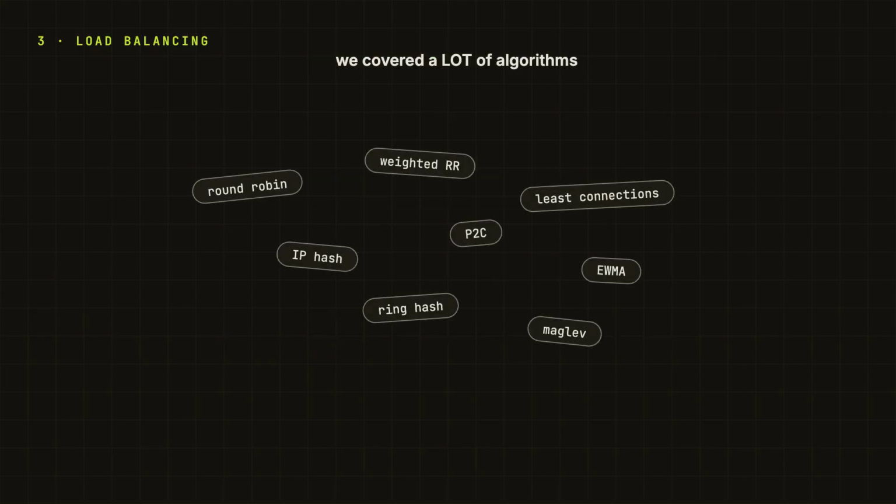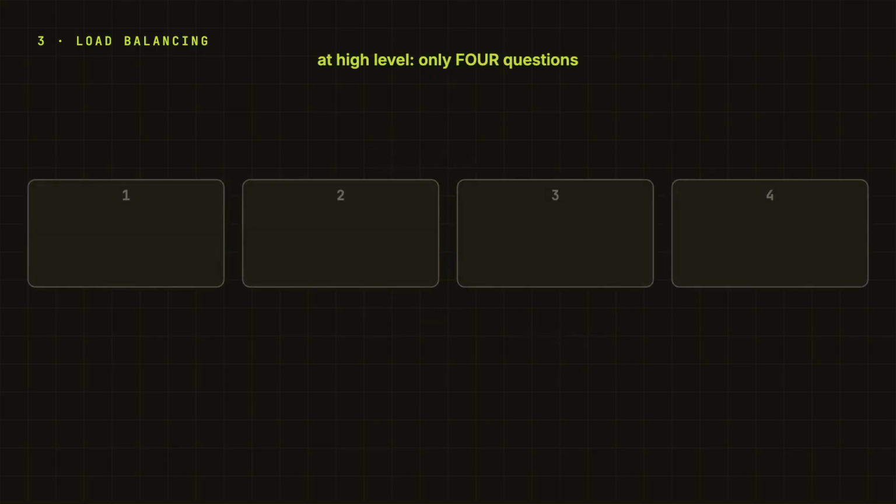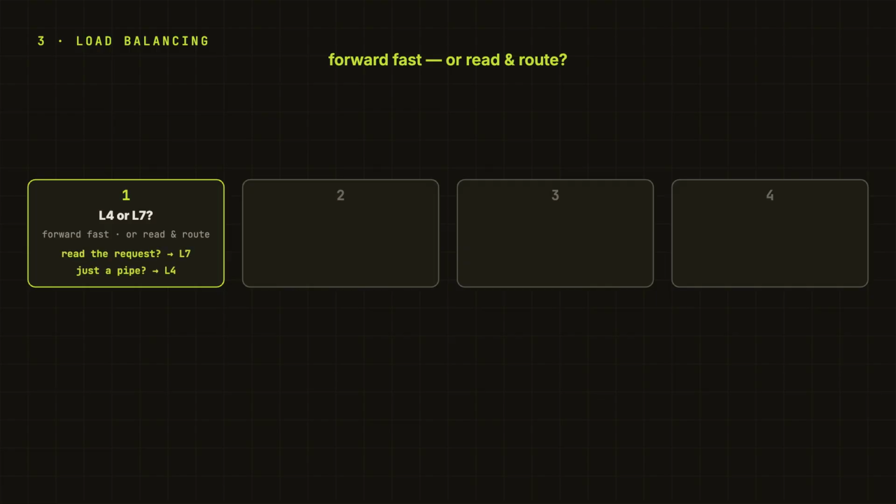So we covered a lot of algorithms and the trap. The thing every other explanation does is to hand you exactly that. A big list to go and memorize. Round robin, weighted, least connections, IP hash and so on. Do not do that. Because at a high level, we are really only answering 4 questions and the algorithm just falls out of the answers. Number 1. Layer 4 or layer 7. Do we just forward a connection quickly or do we read the actual request and route on it?